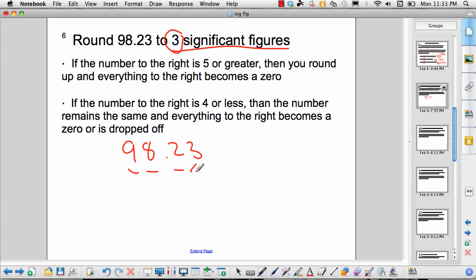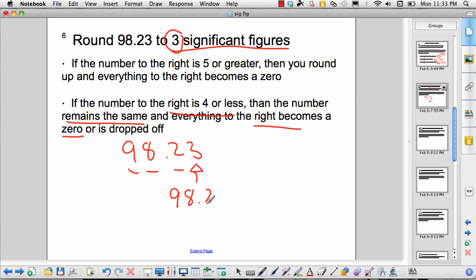Now, just like before, I'm going to take a look at the number just to the right, which is a 3. Now I'm going to use the information that we have from our previous rounding examples to do this. My 3 is 4 or less. That means that everything else is going to remain the same, and the other ones will become a 0. So let's write this up down below.